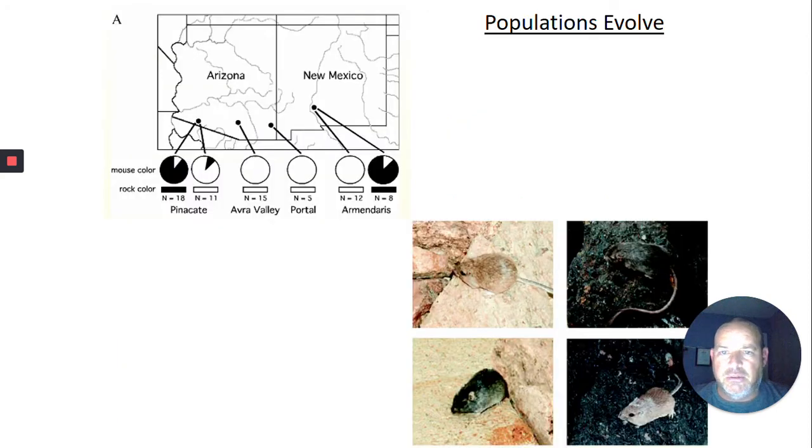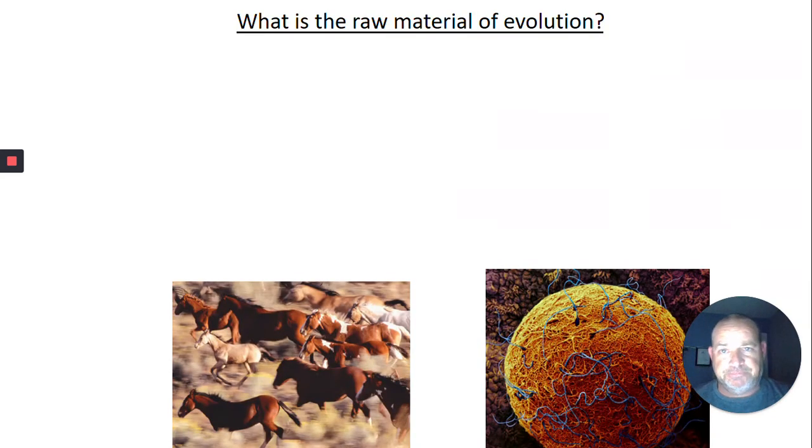Okay. So, a typical experiment shows how, depending on the rock color, the mice are evolving and changing based on the color. The light mice are blending in with the light rocks and the dark mice are blending in with the dark rocks. And the two in the bottom pictures don't blend in really at all, so they don't stand as good of a chance to survive and pass on their traits.